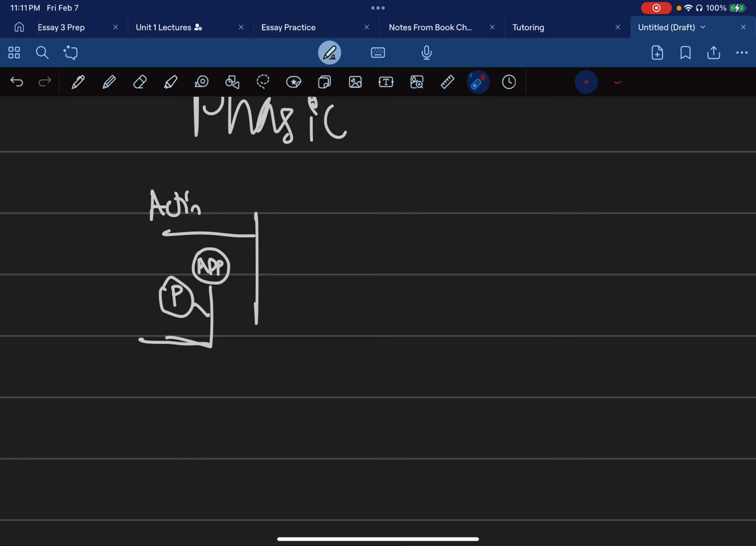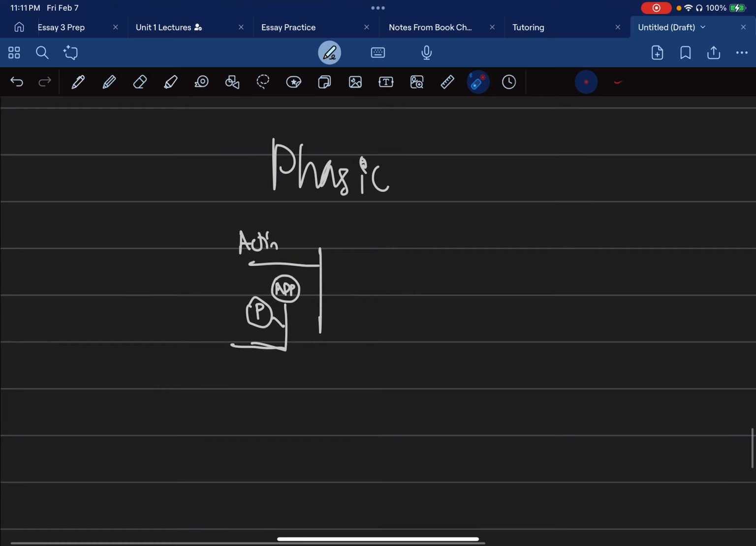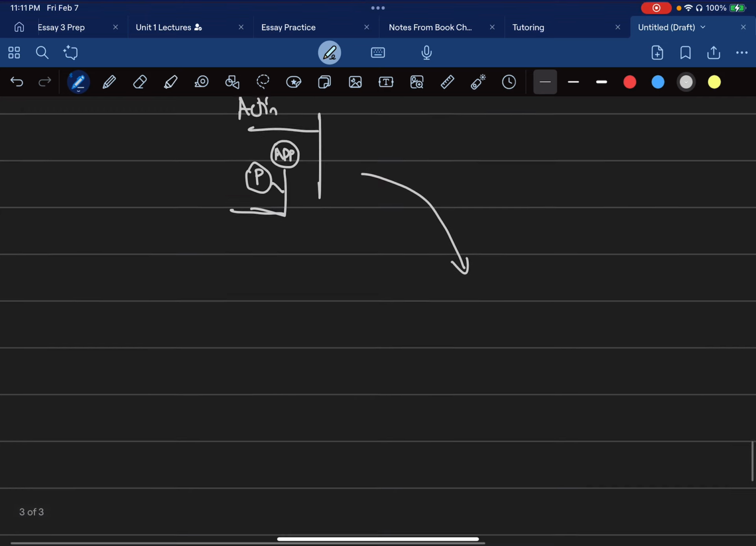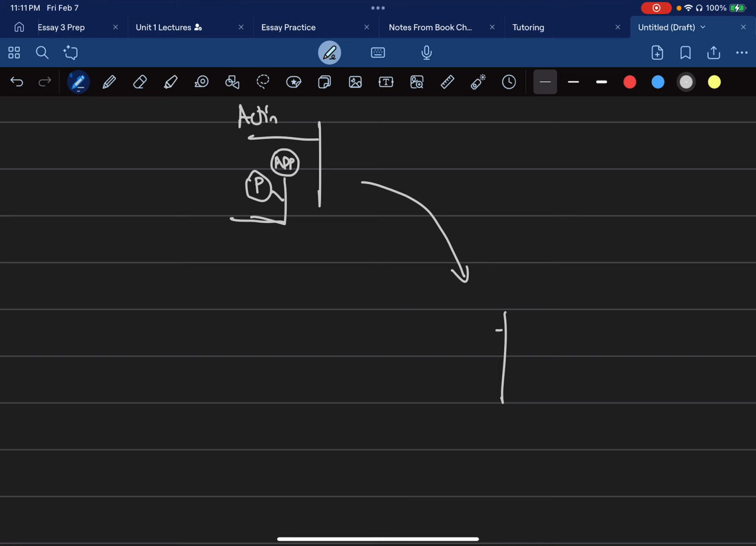The way that myosin is going to be able to bind to the actin in this case is through an extra phosphate group that we're going to pick up here in a second. So if we go to our next step, the myosin is actually going to pick up another phosphate group and be able to bind.